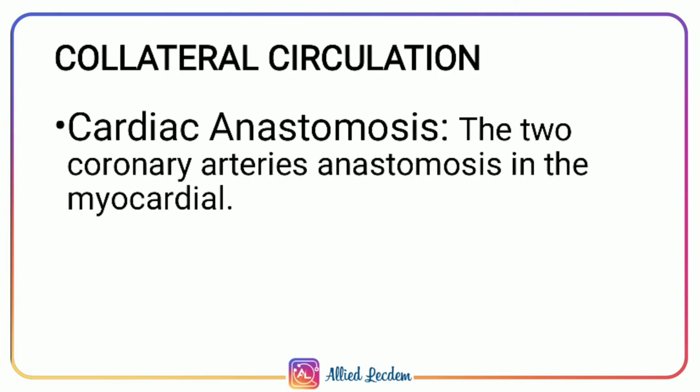Collateral circulation, also known as alternative circulation, is of two types: cardiac anastomosis and extracardiac anastomosis. Cardiac anastomosis is defined as a connection between the two coronary arteries present in the myocardium, that is, the two coronary arteries anastomose in the myocardium.